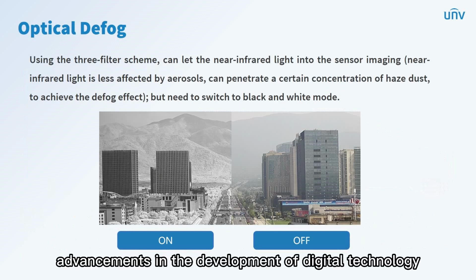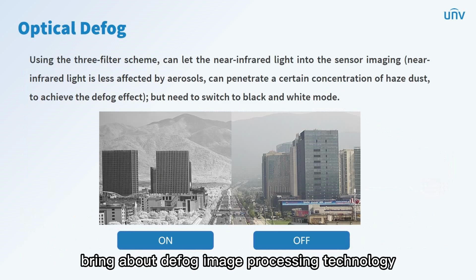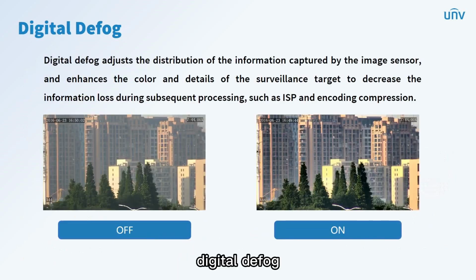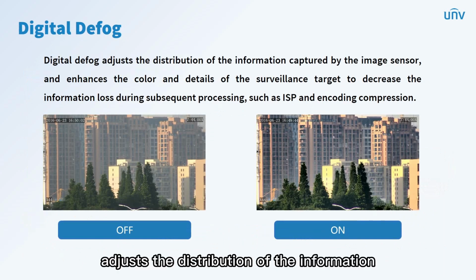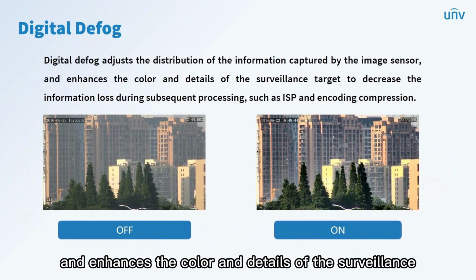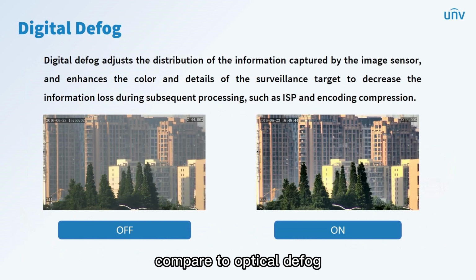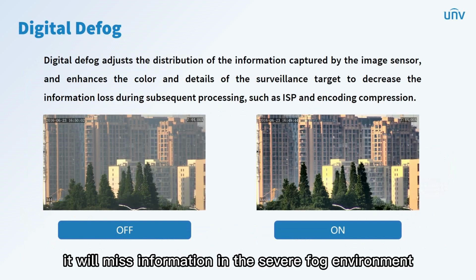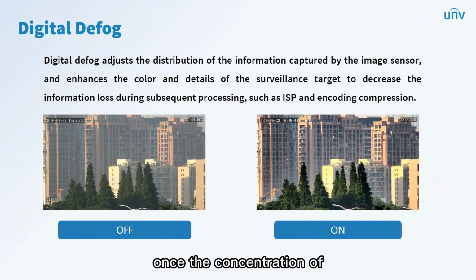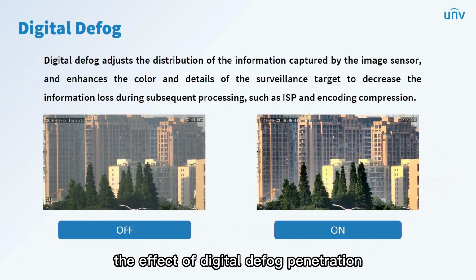Advancements in the development of digital technology bring about defog image processing technology. Digital defog adjusts the distribution of the information captured by the image sensor and enhances the color and details of the surveillance target to decrease the information loss during subsequent processing, such as ISP and encoding compression. Compared to optical defog, digital defog costs less and can create colorful images. However, it will miss information in a severe fog environment. Once the concentration of fog in the environment changes, the effect of digital defog penetration will be uncontrollable.